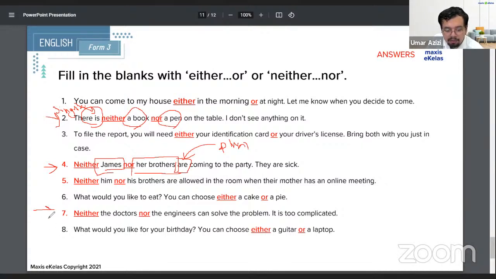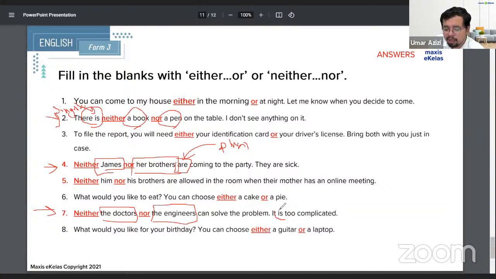All right. Similar to that, let's see. Okay, number 7. The doctors is a subject. The engineers is a subject. Is it plural or singular? The doctors and the engineers, are they singular or plural? Plural, betul. Both are plural. The doctors and the engineers are both plural.